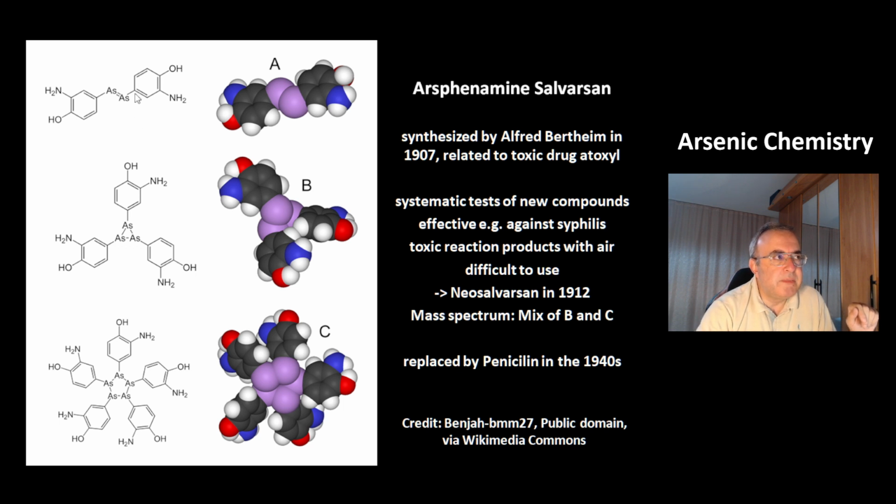The structure at the top was believed to be the molecular structure of Salvarsan. But the mass spectrum showed that it's actually a mix of B and C of these two compounds. So arsenic atoms are big. They don't want to make double bonds with each other. They prefer single bonds. That's why you have the mix of these ring structures. And Salvarsan was replaced by penicillin in the 1940s.